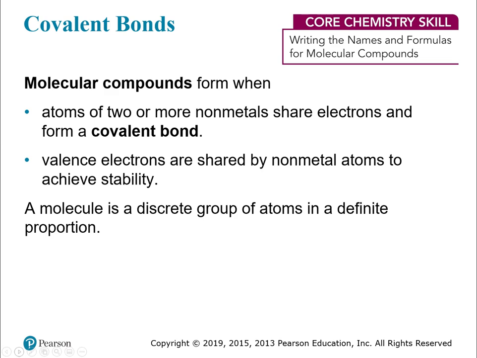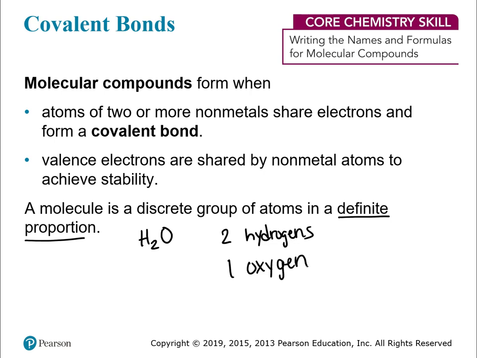A molecule is a discrete group of atoms in a definite proportion. Definite proportion, what we're talking about is H2O. That's got two hydrogens and one oxygen. That is definite. If you change the number of hydrogens or the number of oxygens, you don't have water anymore. It's a different compound.